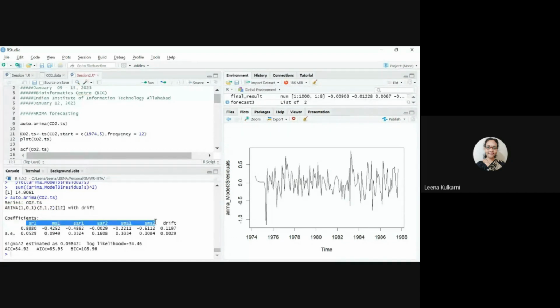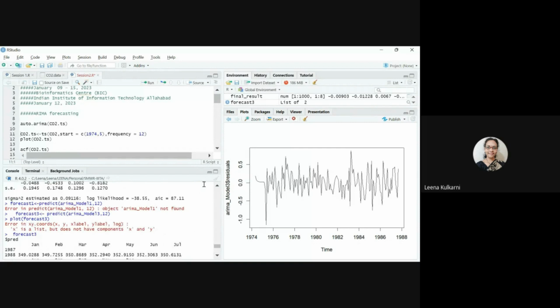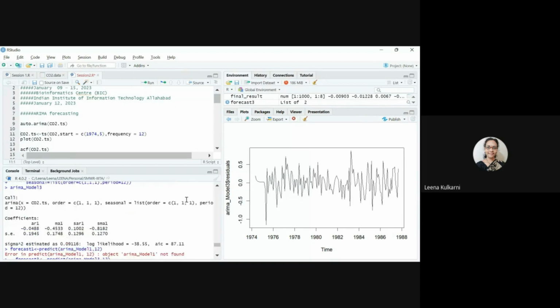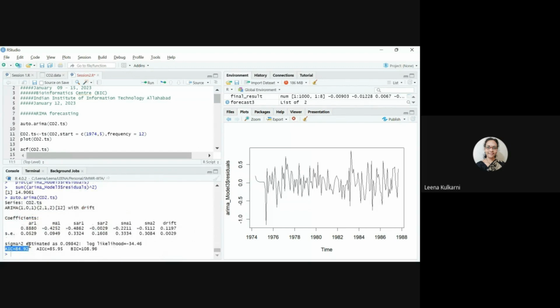So you can just see AR1, MA1, seasonal AR1, seasonal AR2, seasonal MA1, seasonal MA2. And if you look at the AIC value, it is 84.92, which is a little less than the model that we fitted manually. For us, the AIC was 87.11 for this model, the 111 model. This model has a little less AIC value.